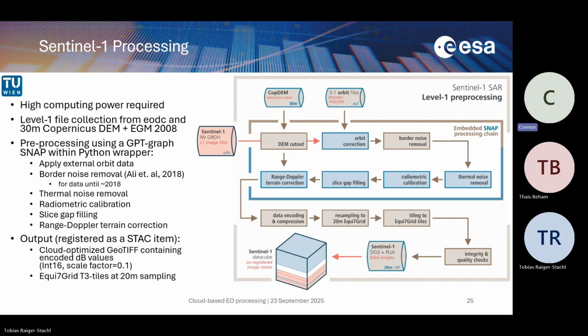And the output is registered as a stack item. Normally we use cloud optimized GeoTIFFs containing encoded decibel values. And here you see it's normally integer 16 with a scale factor of 0.1. So these are metadata that you can find in the stack item. Also, we will talk about the fact that we use the Equi7 grid tile system, which is an in-house developed tiling system. And we can go to the next slide maybe for that.